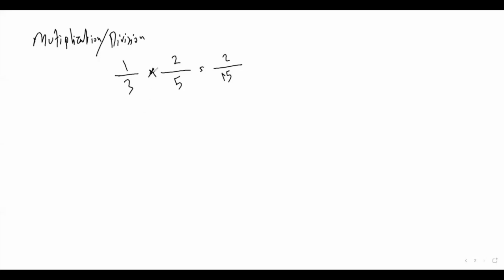we might have to cancel some factors out. For example, 4 over 15 times 9 over 12. Now, in this case, before you perform the multiplication, you can factor some numbers out, right? For example, 12 and 4, you can divide both by 4. This gives you 1. This gives you 3.